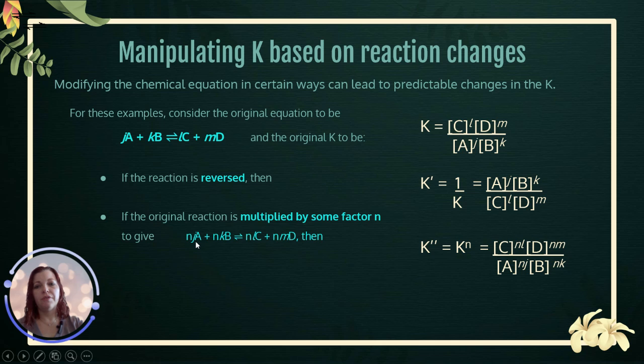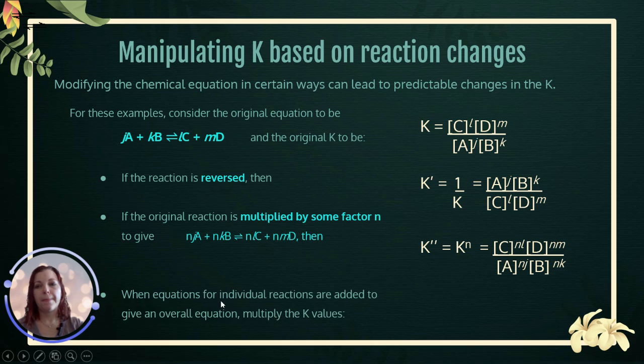So for example, if this was 1 and this was 2, and then you multiply it by 2, then this is now 2 and 4. Then what was 1 and 2 in your denominator down here are now 2 and 4. And so that's how that impacts your K value.